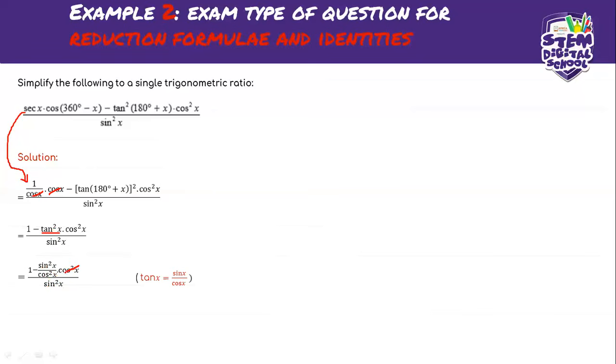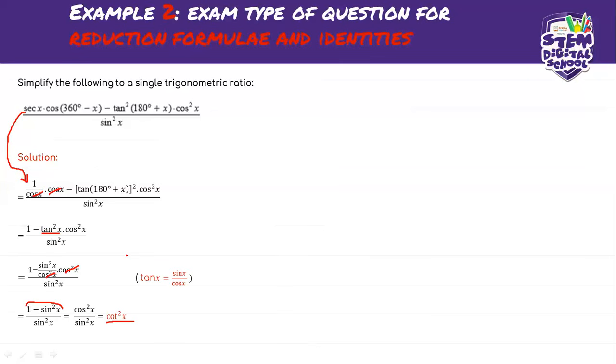Surely this cos squared x and this cos squared x are going to cancel each other. Let's see our answer there. Yes, they have cancelled each other. Then we are left with 1 minus sine squared x all over sine squared x. From the identity, we know 1 minus sine squared x equals cos squared x. Then cos squared x over sine squared x equals cot squared x. So that is our final answer on this one.